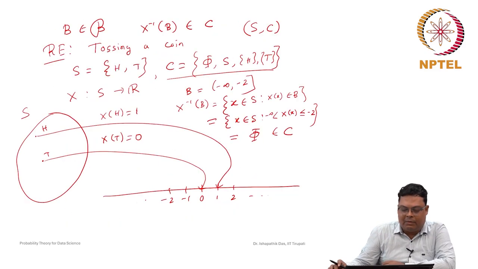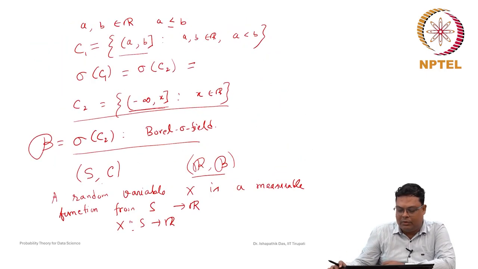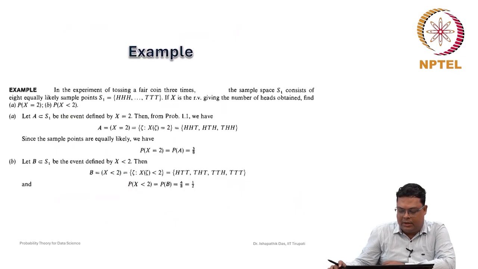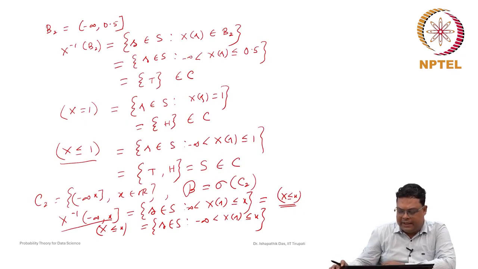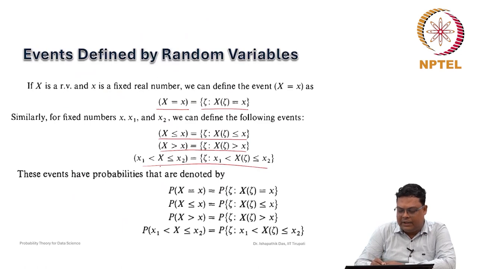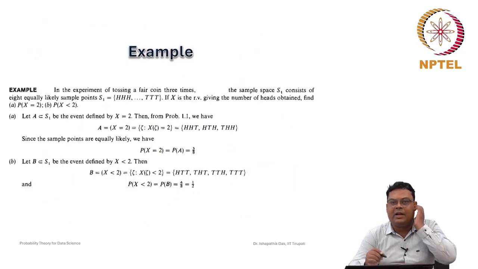Now, there are some other numerical examples, let us discuss. I hope you have understood events defined by the random variable. It is the set of s such that X(s) is equal to x, and all kinds of such events we can have. For example, X less than or equal to 1, and we can also define x1 less than X less than or equal to x2. So let us do one numerical example. Here one numerical example is given.